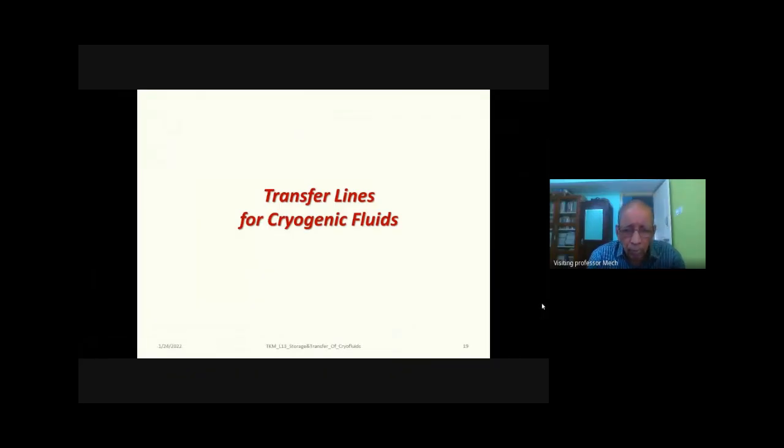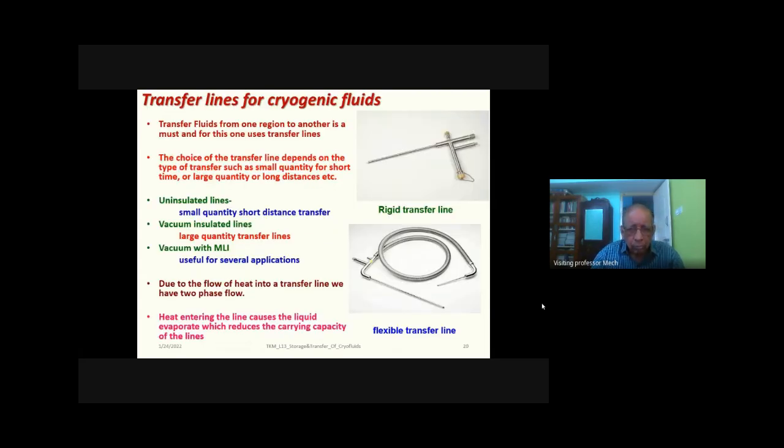Hello, welcome back. I will talk to you now about the transfer lines for cryogenic fluids. Transfer lines are required to transfer the cryogenic fluid from one region to another, maybe one storage container to another, or one storage to the experimental cryostat, etc. This is essential because the experiment requires the cryogenic fluid, and an adequate quantity must be transferred for that purpose.